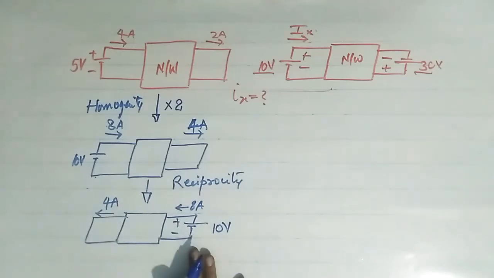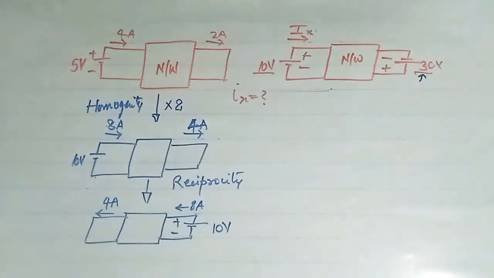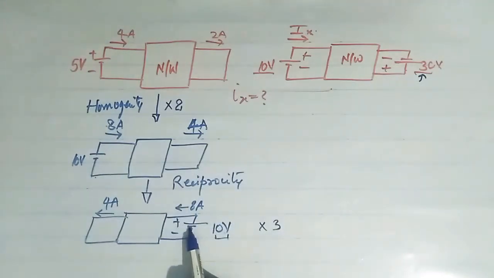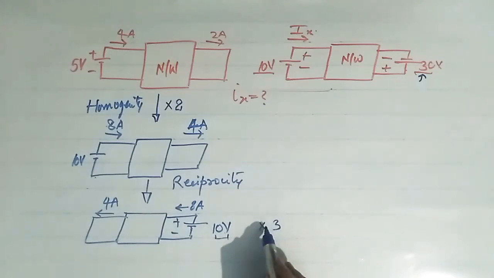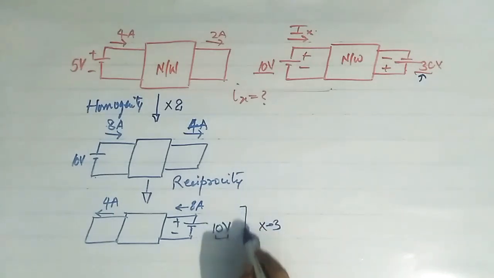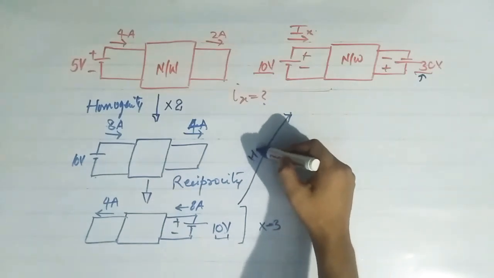So we have to get this 30 volt on this side. For this we have to multiply this 10 volt by factor k equal to 3. But here you can see that the polarity of this 30 volt is opposite to that of this 10 volt. That's why we have to multiply it by -3. So multiply this by -3 using the principle of homogeneity.